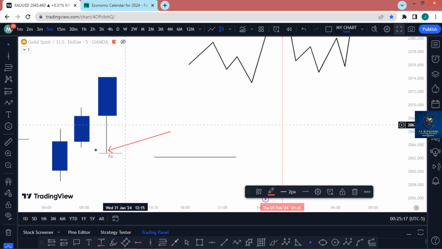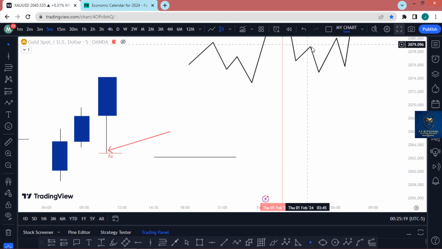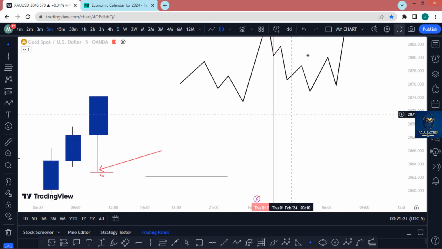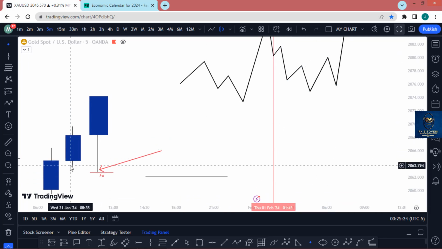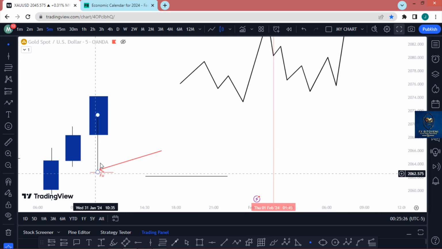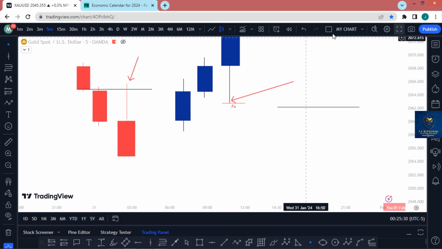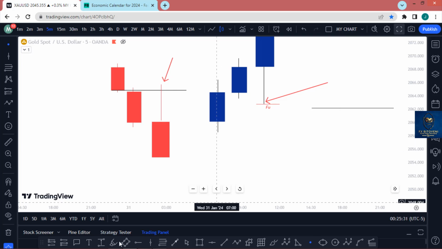Market will be rejected. This will be a sign. This break of structure will be a sign that the market is going to reject this zone and it is ready to go higher. So get the point. If you are bearish, it will be the same.